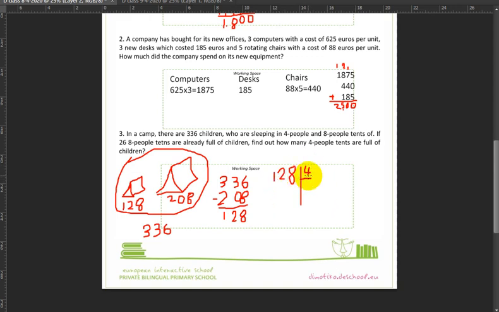Four doesn't go into 1, but 4 goes into 12 3 times. And 3 times 4 makes 12. And if I do the subtraction, I'm going to get 0. And carry down the 8, and 4 goes into 8 twice. And 2 times 4 makes 8. So no people left sleeping out in the cold or alone in a tent. So my answer should be that there are 32 full tents.